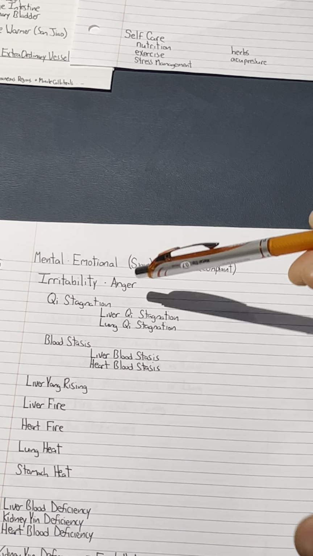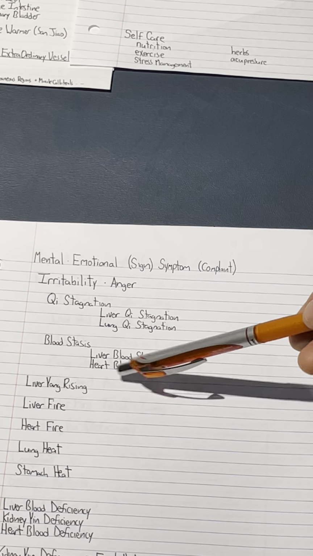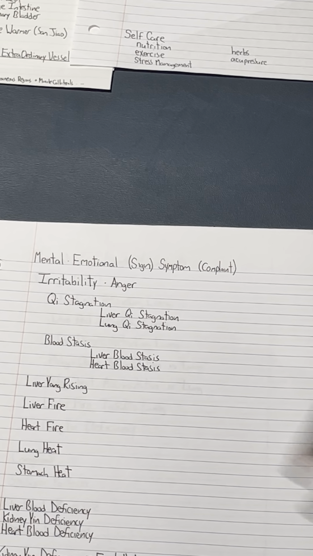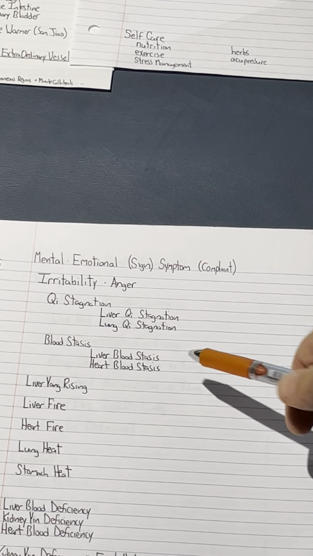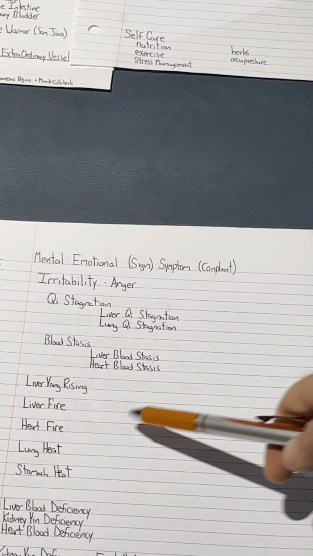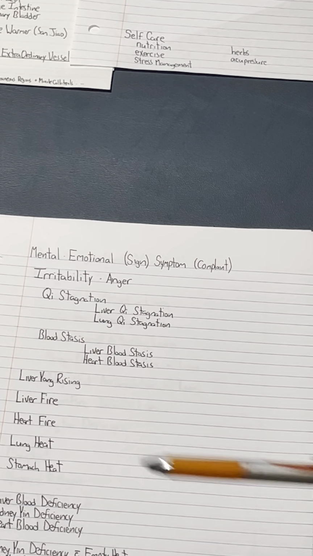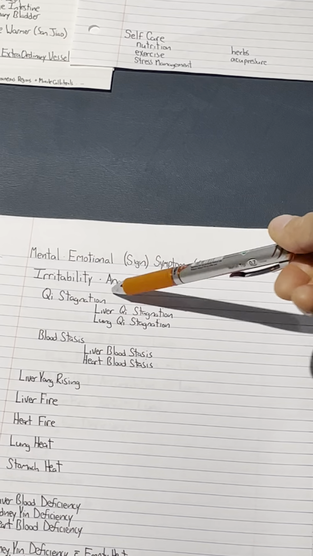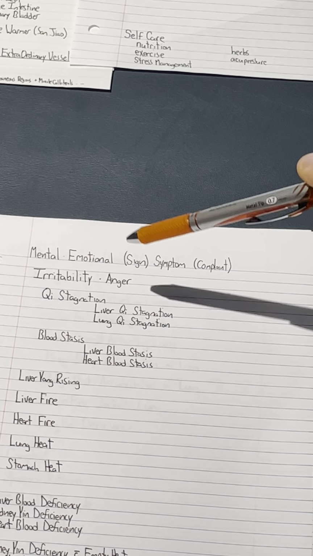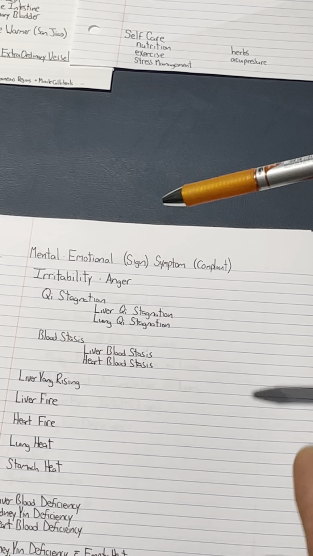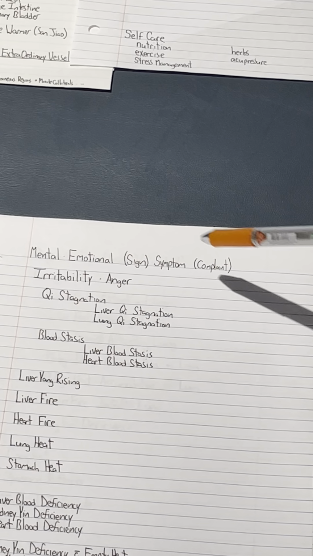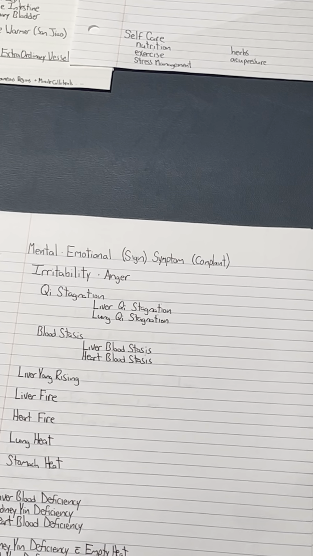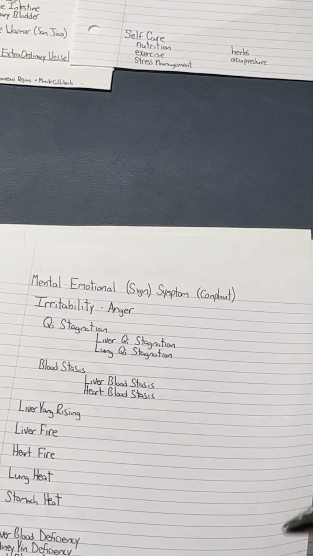Irritability and anger as a branch. The roots: qi stagnation, liver qi stagnation, lung qi stagnation, blood stasis, liver blood stasis, heart blood stasis, liver yang rising, liver fire, heart fire, lung heat, stomach heat. All these roots can be leading to this frustration, irritability, anger that just becomes a part of somebody's life, and they just have to constantly cope with it. You want to get to the bottom of it so that you don't always have to live with this type of sign and symptom, okay? That's what getting to the root is, okay?